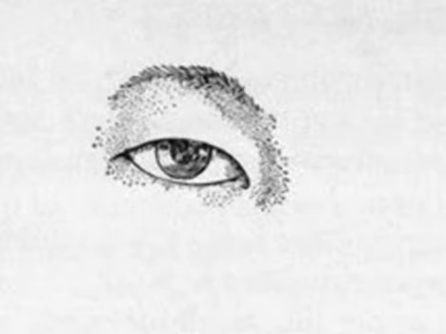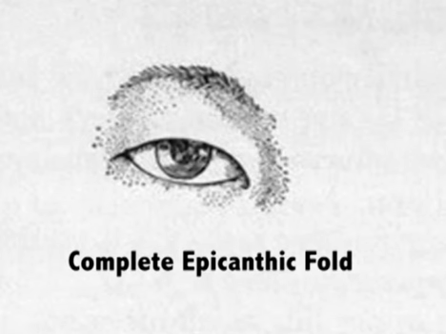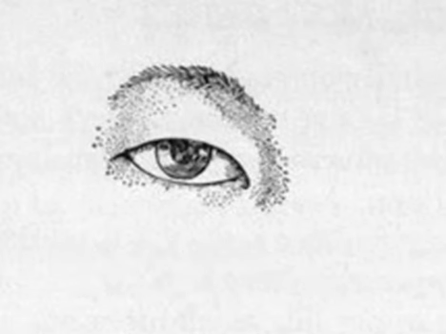Then again we have another fourth category, that is complete eye fall. So for this complete eye fall, what happens? The whole fatty skin above the upper eyelid hangs down freely and covers the whole or the entire upper eyelid. Then that is called total epicanthic fall or complete epicanthic fall.